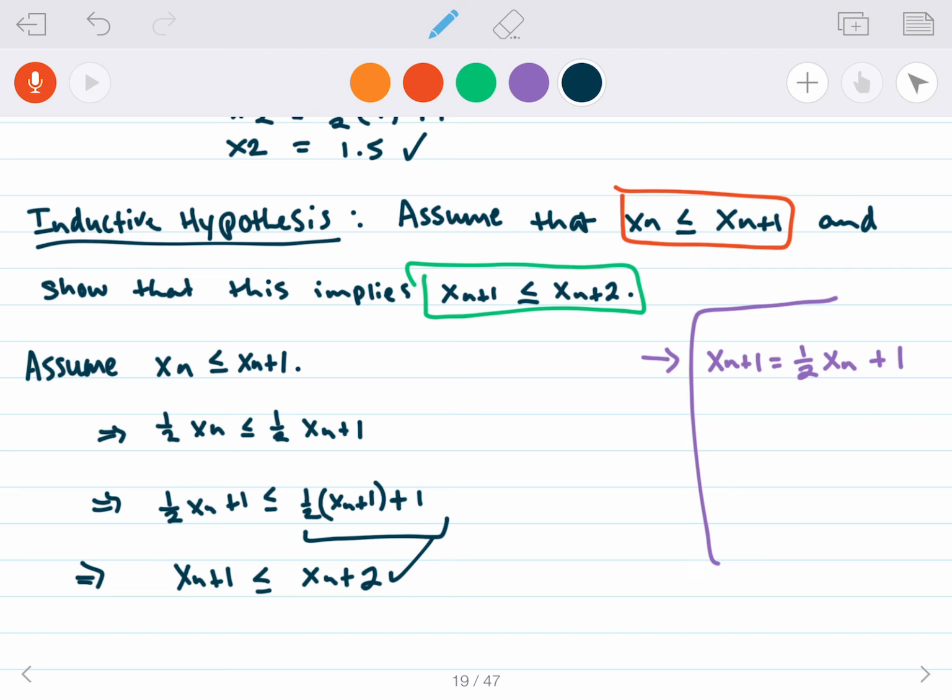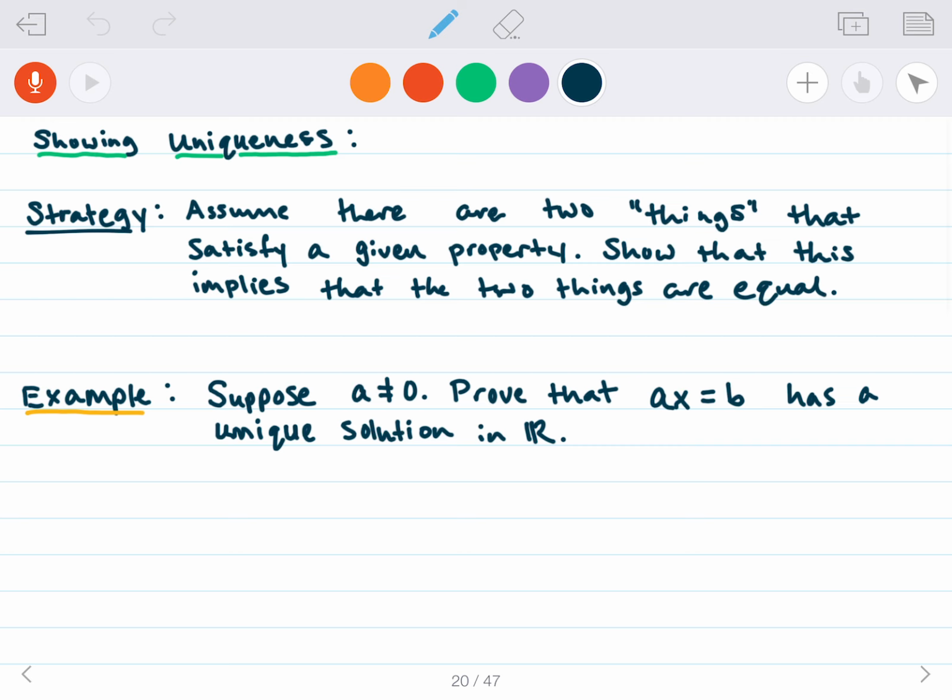And so we've shown everything that we need to show. We've shown that the base case was true, so for the smallest possible n that we could choose, the rule holds true. And we've shown that if we assume that x sub n is less than or equal to x sub n plus 1, by the base case, there's a domino effect, and that implies that x sub n plus 1 is less than or equal to x sub n plus 2. So that is a little review on proof by induction. Now let's look at another proof technique.